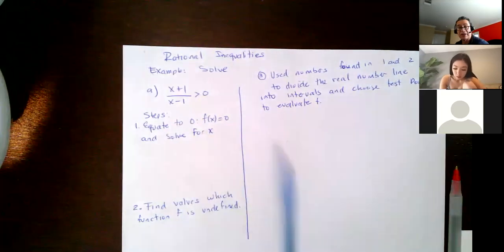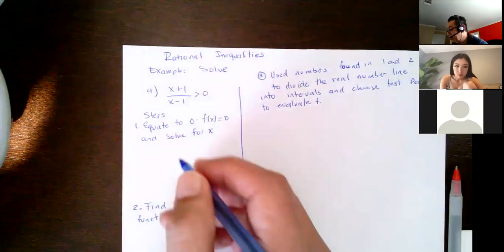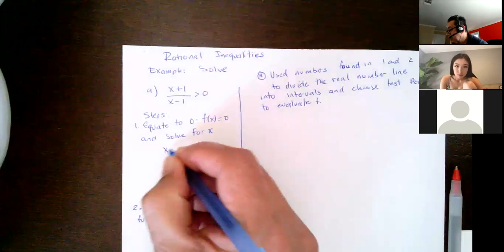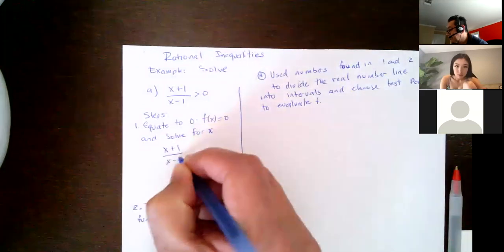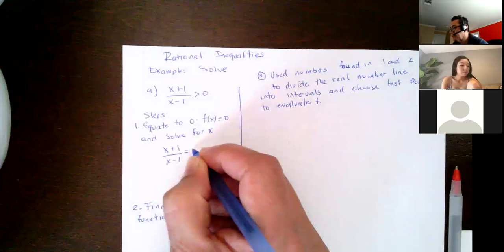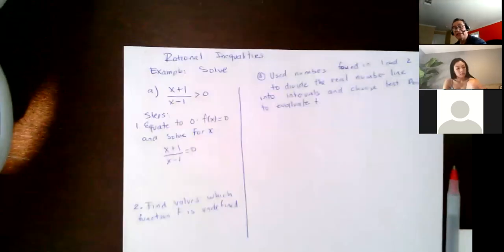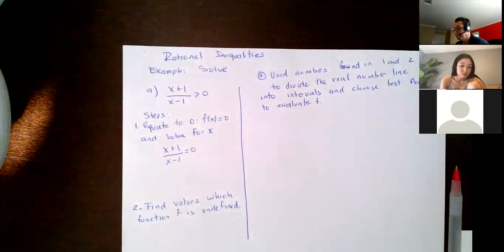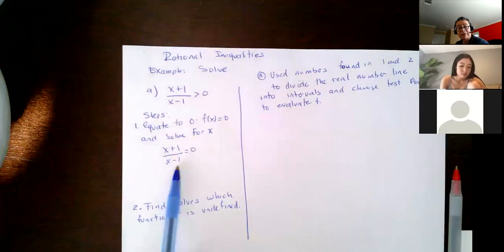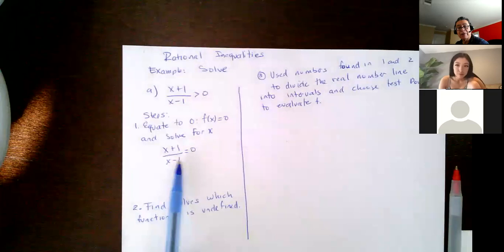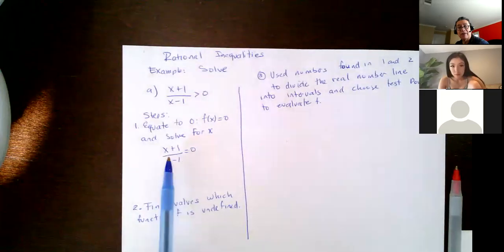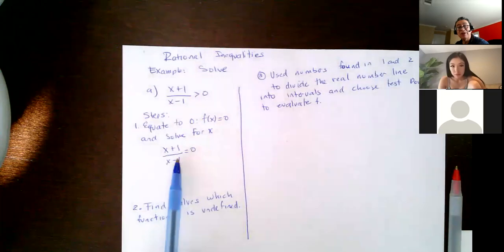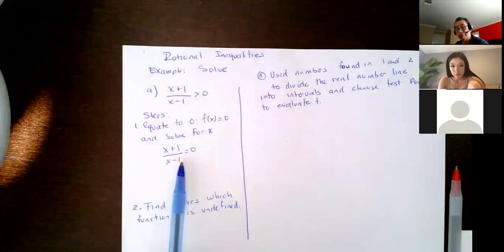All right, let's do it together here. So first thing that I'm going to do is write x plus 1 divided by x minus 1 greater than 0. And we're going to solve for x. In order to solve for x here, you guys, one way is to get rid of the fraction, the denominator. How do we get rid of the denominator? By multiplying both sides by x minus 1. You're right, by multiplying both sides by the least common denominator, which is x minus 1.